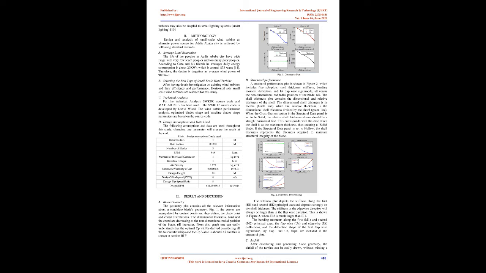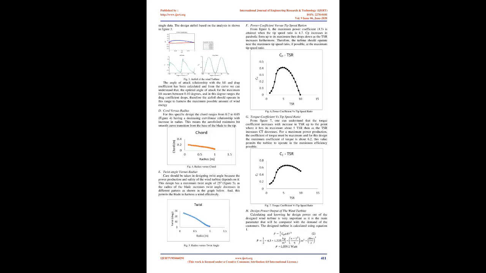Selecting the best type of small-scale wind turbine. After a detailed investigation of existing wind turbines and their efficiency and performance, horizontal axis small-scale wind turbines are selected for this study. Technical analysis. For the technical analysis, SWRDC source code and MATLAB 2013 have been used. The SWRDC source code was developed by David Wood. The wind turbine performance analysis, optimized blade shape and baseline blade shape parameters are based on the source code.